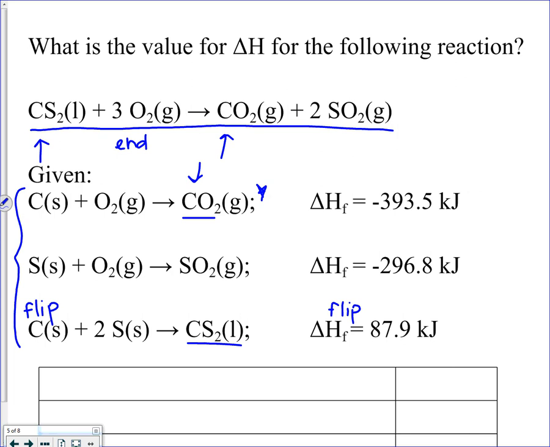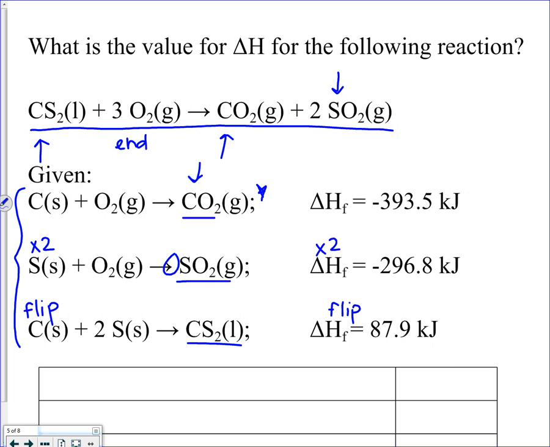So the last thing that I need to look at is sulfur dioxide. I see sulfur dioxide here. Now, sulfur dioxide in my equation that's given, it is already a product, which is good, but I only have 1 mole of it, and I need 2 moles. So I need to multiply this equation by 2, and since I multiplied that equation by 2, I also need to multiply that heat of formation by 2.